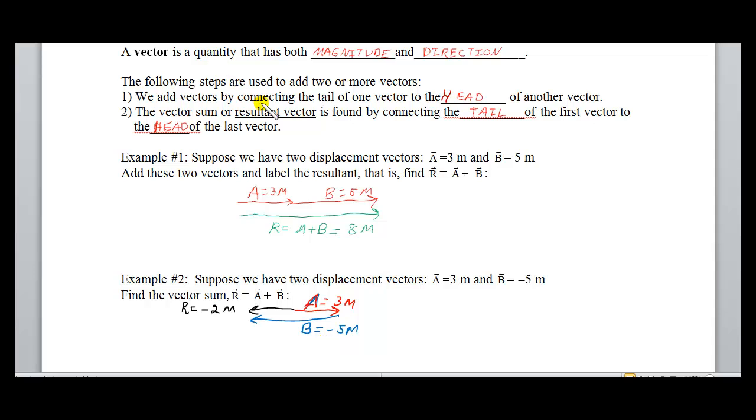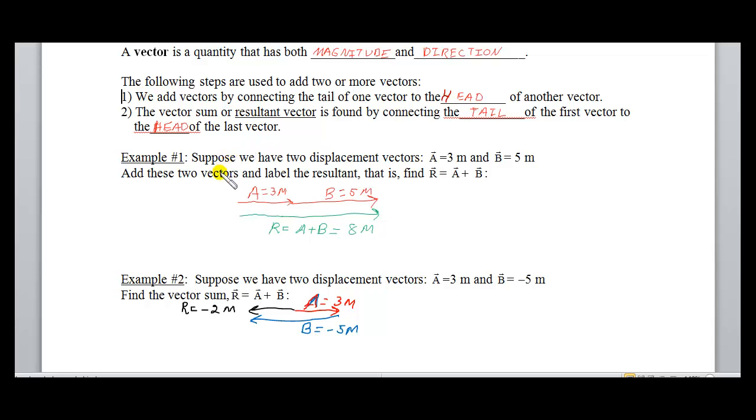Let's see what we have for answers. Of course, a vector quantity has both magnitude and direction. And the two steps for adding vectors. First step is add vectors by connecting the tail of one vector to the head of another. The second step, of course, is to find the resultant, which is found by connecting the tail of the first vector to the head of the last vector.